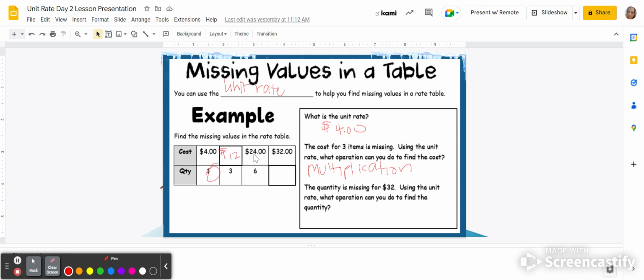Now I have 6 for 24, and then I need to find out what 32 is. The quantity is missing for 32. Use the unit rate. Which operation would you use to find the quantity? All I'm going to do is divide. So if we know that 1 costs $4, I'm going to divide 32 by 4, and I'm going to get 8. There's my missing value.